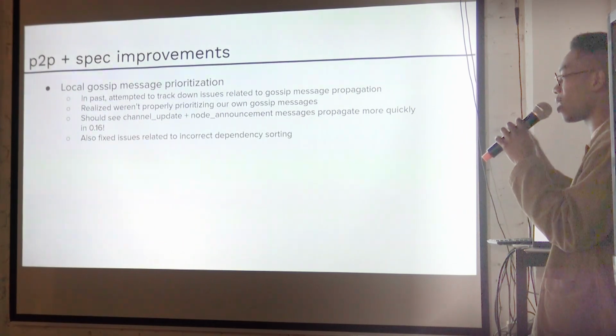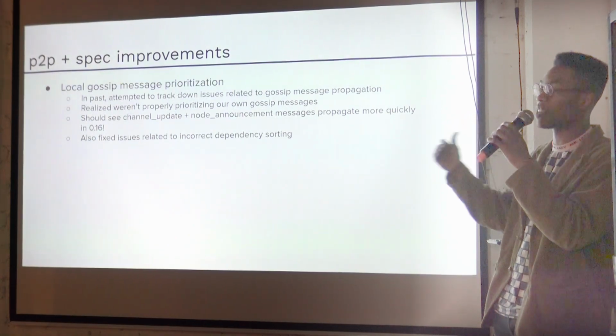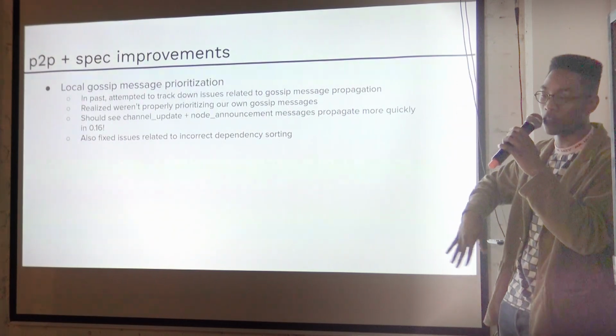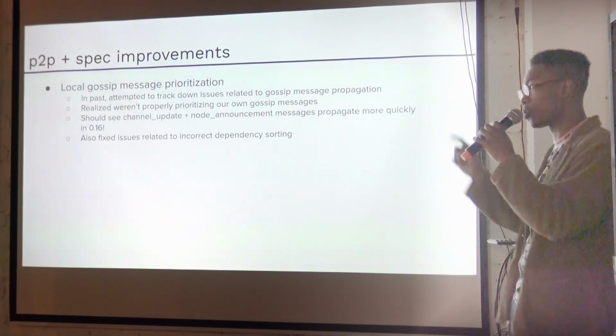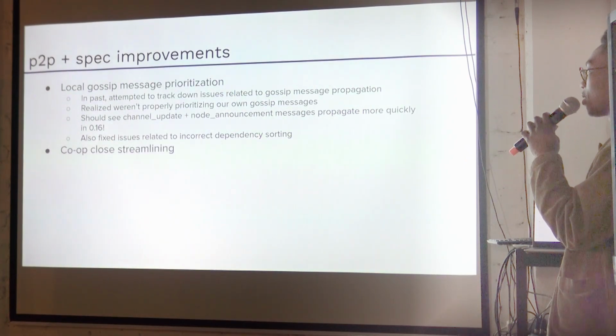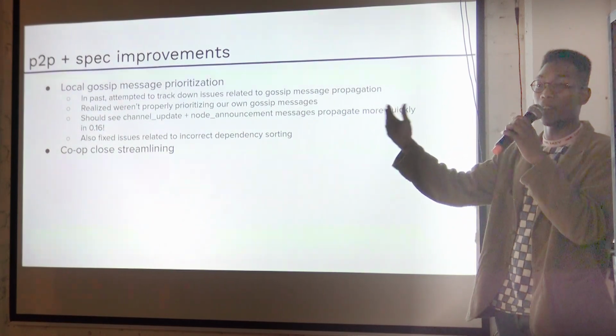We also fixed some issues around dependency sorting. For example, imagine you get a channel update, and then you get the actual channel announcement itself, right? You may reject the channel update because you never saw the announcement. So we fixed some issues there to make sure things work properly for those channels. Then cooperative close. So channels, basically, I can open a channel to you, right? And then I can also do a cooperative close.